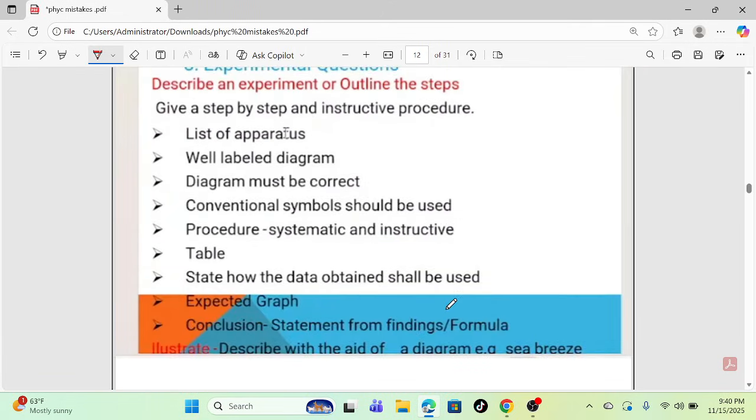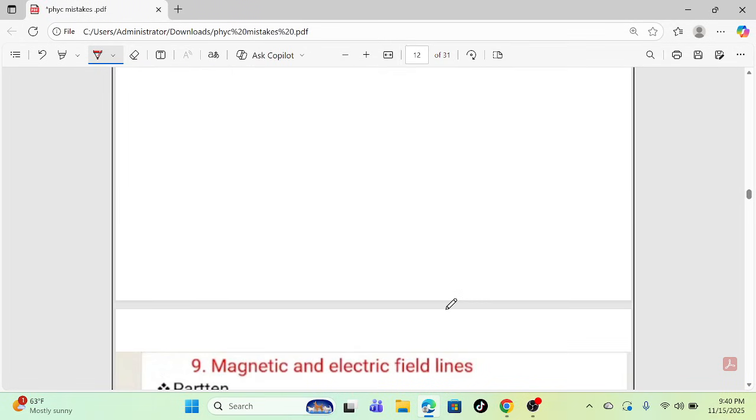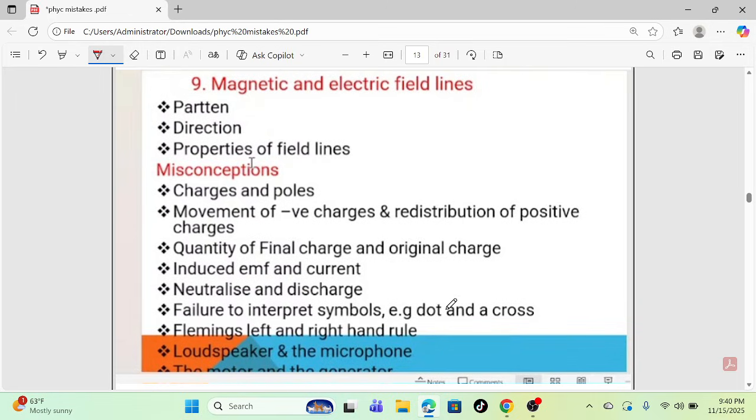Let's go. Magnetic and electric field lines: magnetic patterns, direction and properties of field lines. Misconceptions: students usually confuse charges and poles. Also movement of negative charges and redistribution of positive charges. Quantity of final charge and original charge. Induced EMF and current: remember that we don't induce current, we induce EMF.